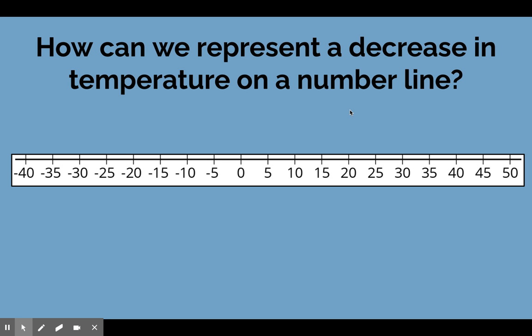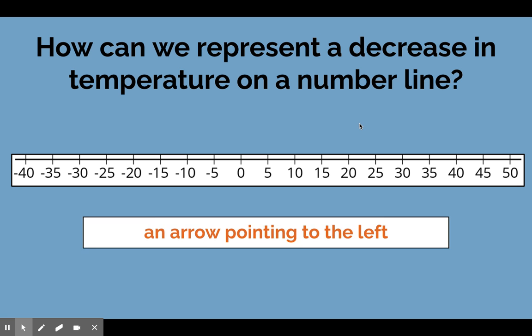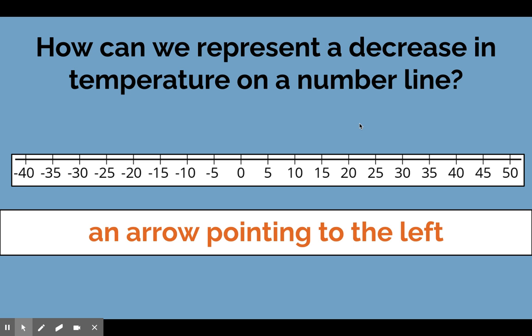How can we represent a decrease in temperature on a number line? So again, put it in the chat or you can unmute yourselves. We'll take 30 seconds for think time. How can we represent a decrease in temperature on a number line? So for a decrease in temperature, we're going to use an arrow pointing to the left. Okay?